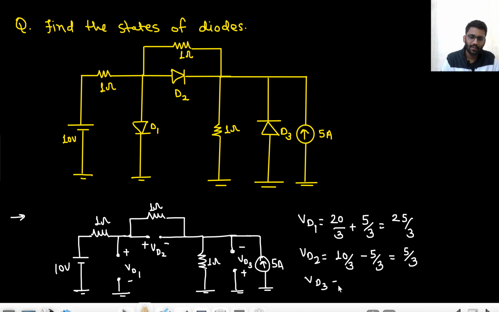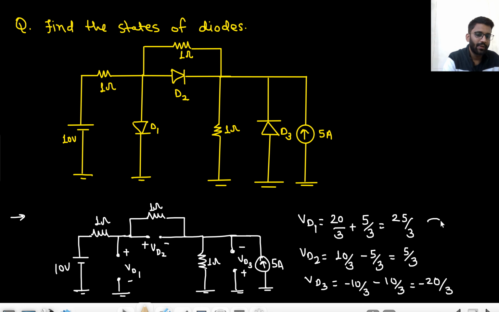What about VD3? VD3 would be 10 by 3 but in negative value. Why negative? Because this 10 will give voltage drop in this direction, but VD3 I am taking in the opposite direction. Okay, right? And what about this 5 ampere? It will give 10 by 3 voltage drop, but in negative direction as well. Minus 10 by 3. That means minus 20 by 3.